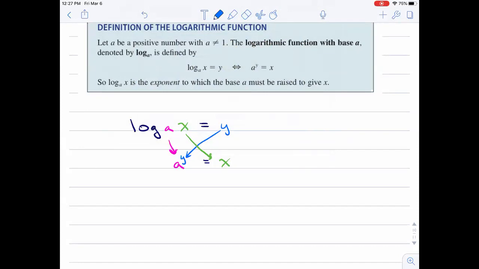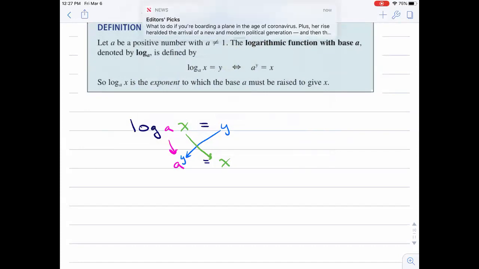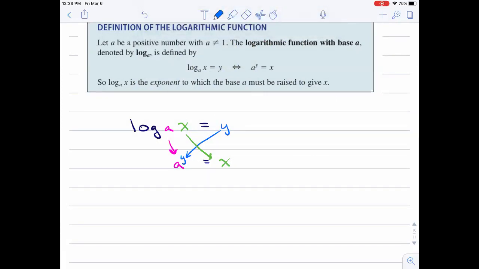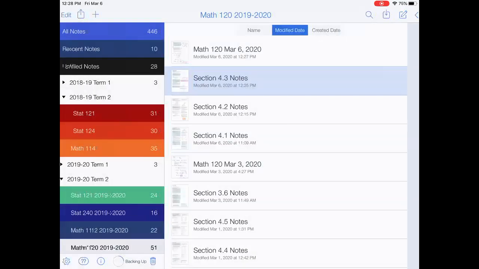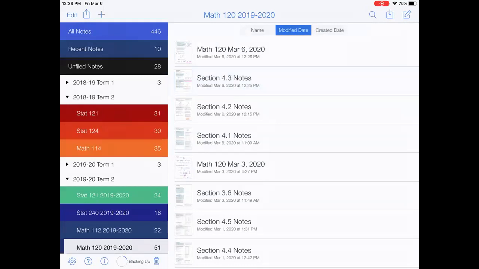Most calculators are going to have a log button. Mine even has a log base, and I can just tell it what base I want so that we don't have to work so much with these logs. Because if we have a look at some of the exercises without the calculator, what we can do is there.